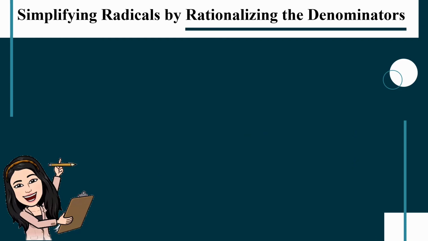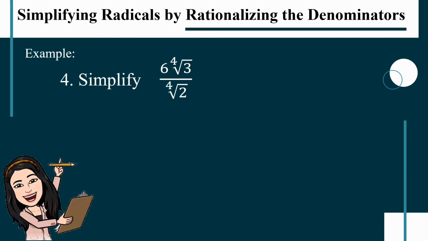Okay, class, for our fourth example, we have simplify 6 fourth root of 3 divided by fourth root of 2. So, how are we going to simplify it? Since ang ating denominator ay radical, i-rationalize natin yung ating denominator, fourth root of 2. Multiply natin both sides by an expression that would make our denominator a perfect fourth. What would be that number? Ano yung imumultiply natin kay 2 para siya ay maging perfect fourth root? And that is 8. Tama ba?